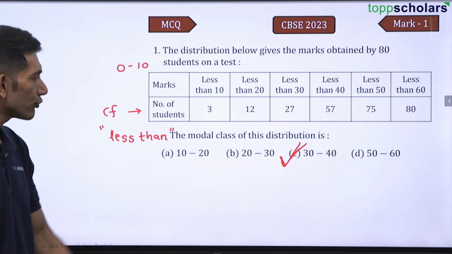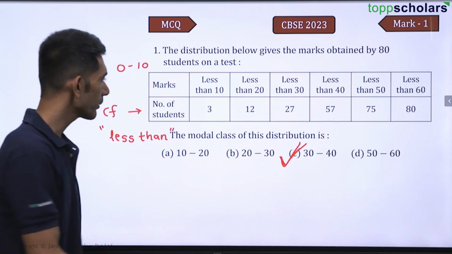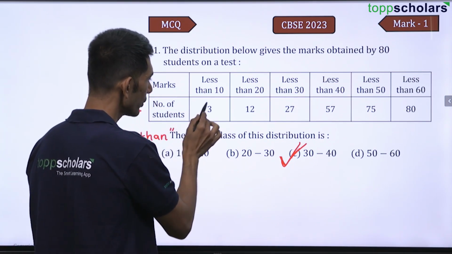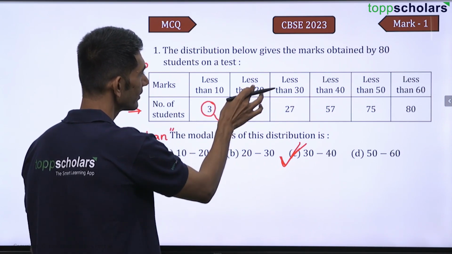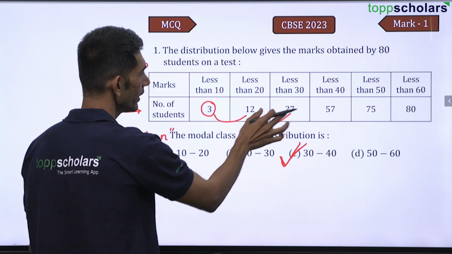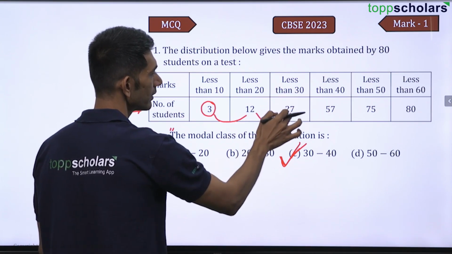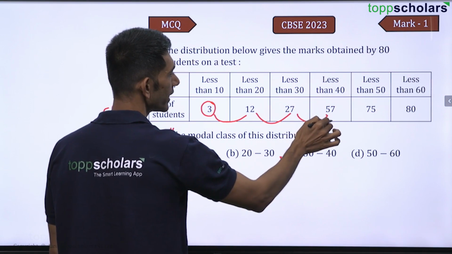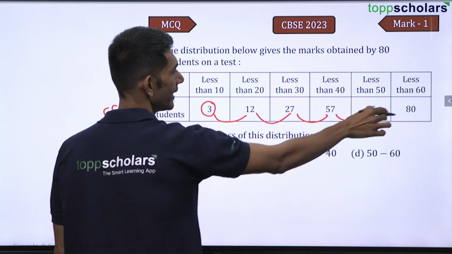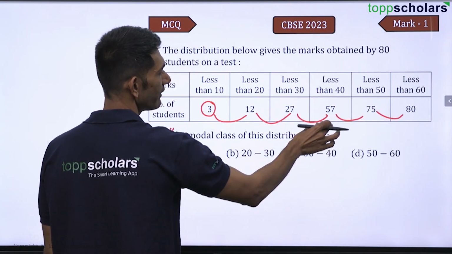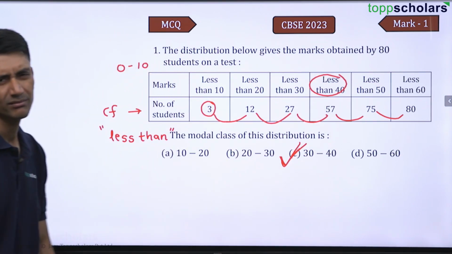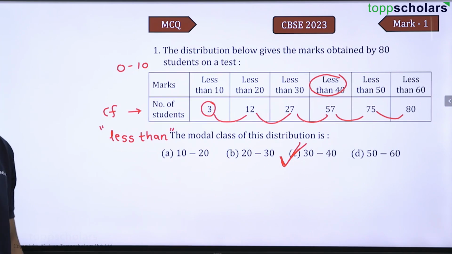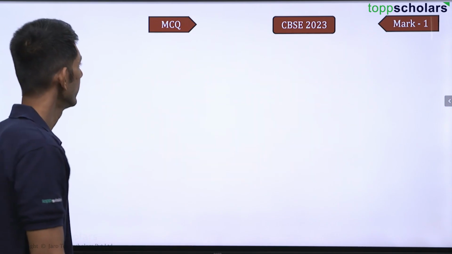Correct? You can also do this orally if you're comfortable. How, I'll tell you. Keep this 3 as it is. Here you get 9, for 10 to 20. Here you get 15. Then this difference gives you 30, this difference gives you 18 and this difference gives you 5. So we got 30 as the difference here, and that is why 30 to 40. Because it is a 1 marker, you can do this orally. Okay, let's continue further.